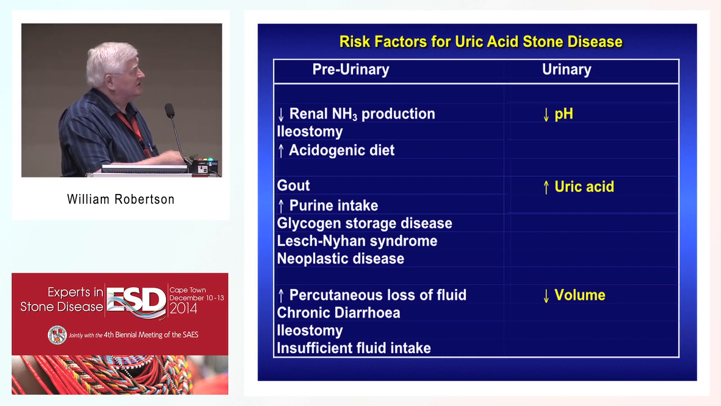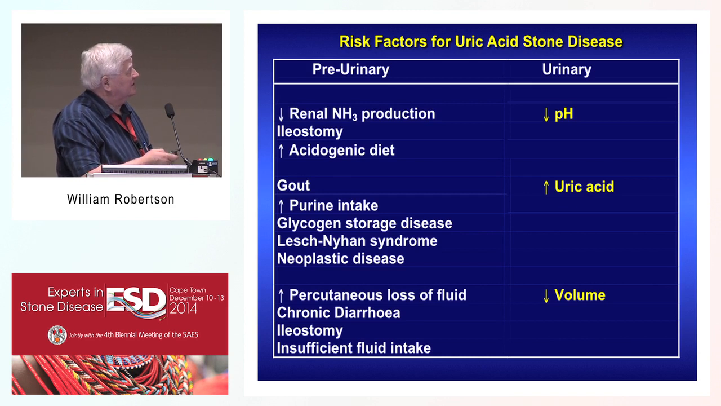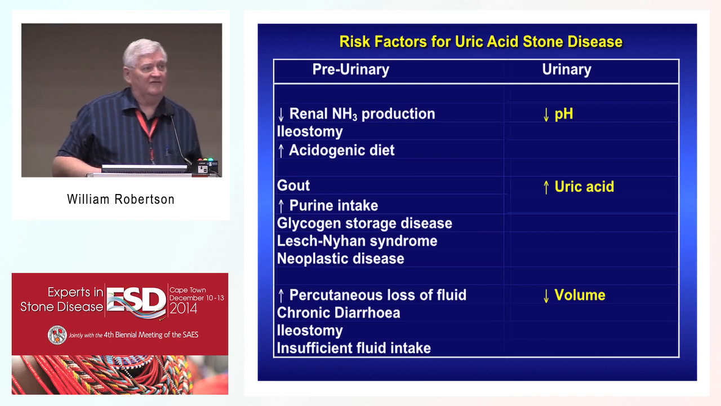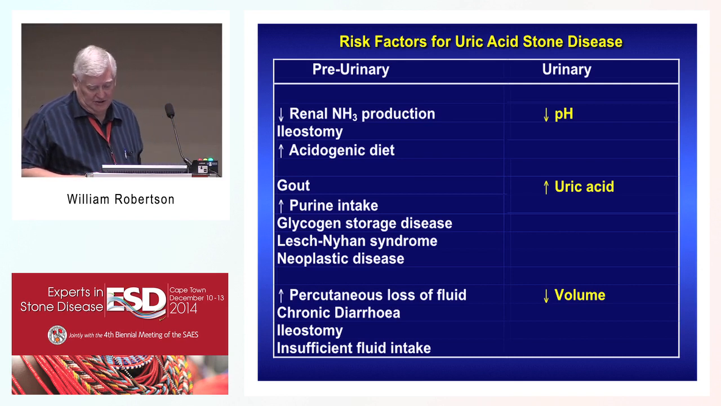Just to remind you what the main risk factors are for uric acid stone disease, there are three main factors in urine. That is high acidity of the urine, high uric acid excretion, and low urine volume. And these are some of the clinical areas where you might find these situations.